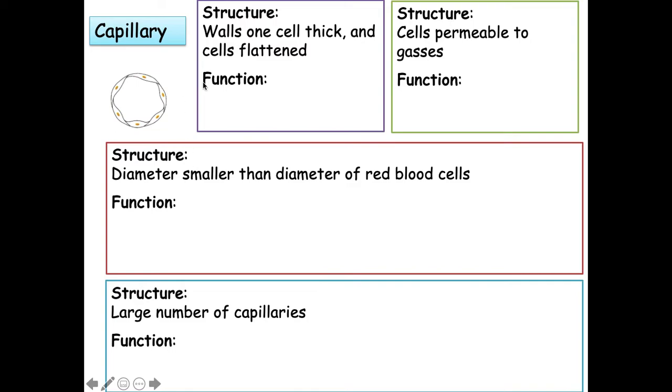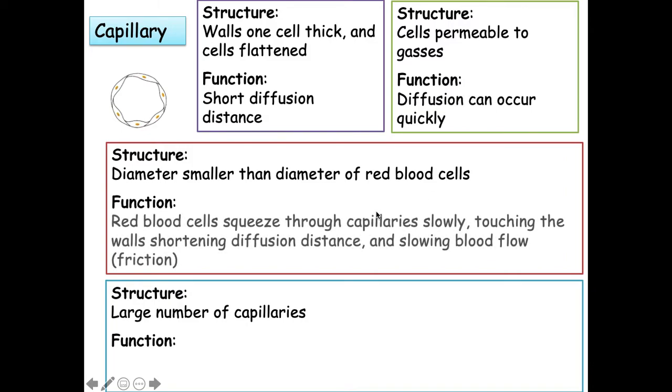And we've got our capillary. Walls are 1 cell thick and they're flattened to give it a short diffusion distance to increase the rate of diffusion. They have a very large cross-sectional area because there are so many of them, and this increases the surface area available for diffusion of substances which are required for metabolism or waste products which need to be excreted from the body.